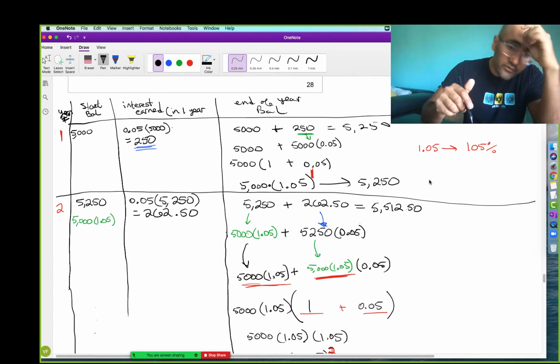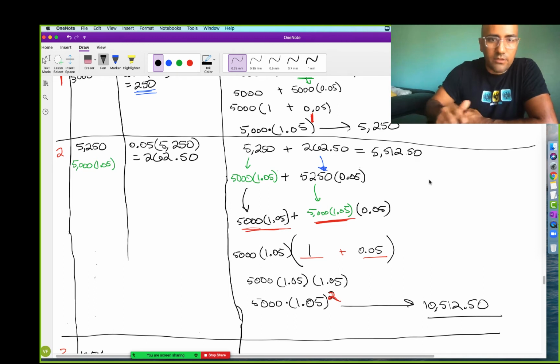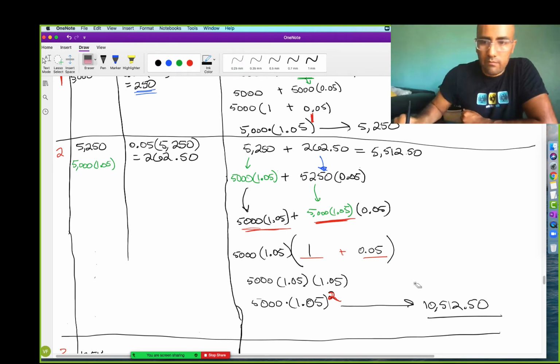Okay, so then that part's right. And then, of course, that means that the product of these two equals this number. Man, that'd be great interest if it jumped from 5,000 to 10,000 in 1 year. It's a little too aggressive. So this thing then should be $5,512.50. Okay, are we good now? Any questions?